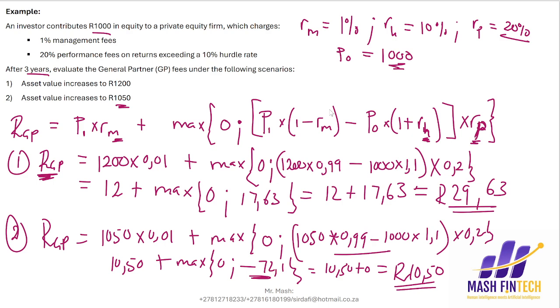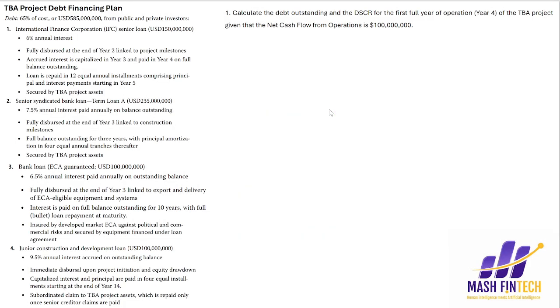Okay, so let's go to this practice exercise. As I always say, pause the video, give this a try, and then we do it together. In this instance, we want to calculate the debt service coverage for the first full year of operation, which is year 4, for the TBA project, given that the net cash flow from operations is 100 million.